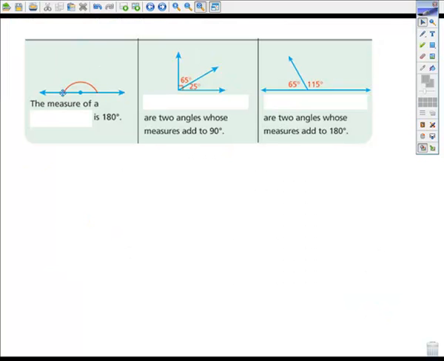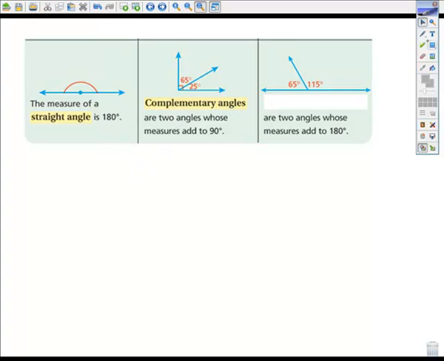Next, we have an angle that makes a straight line. A straight line has 180 degrees, and this is called a straight angle because it opens up to form a straight line. Here we have two angles together. They're coming at a right angle. 65 plus 25 equals 90, so it's a right angle. And these are called complementary angles.